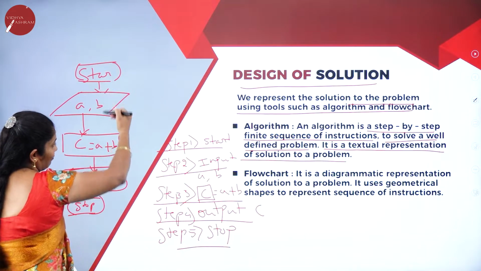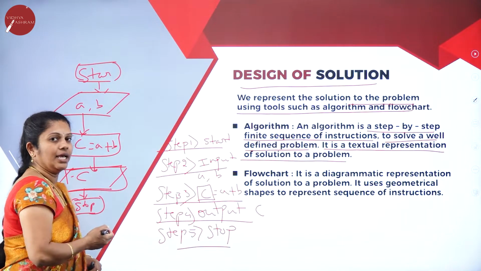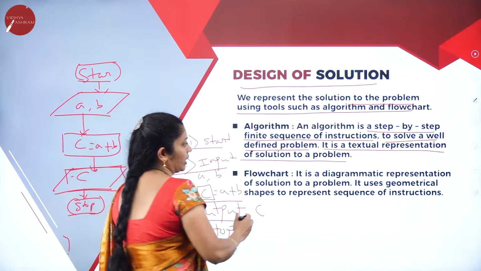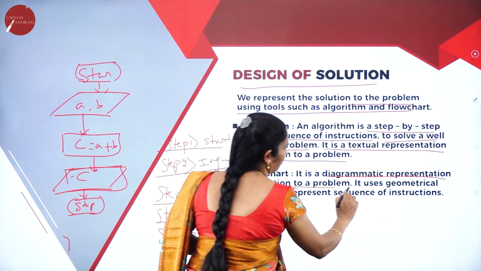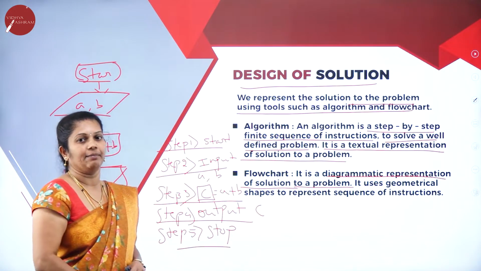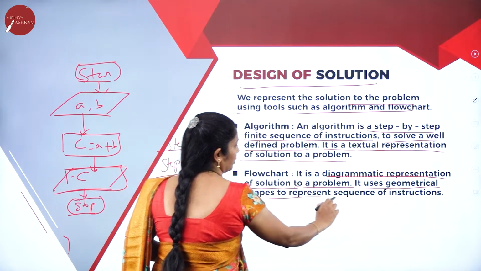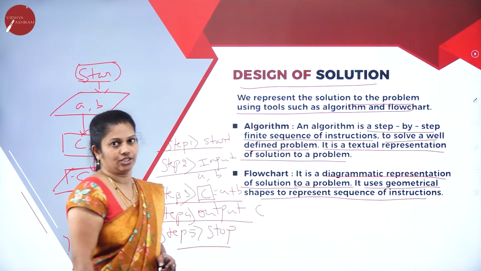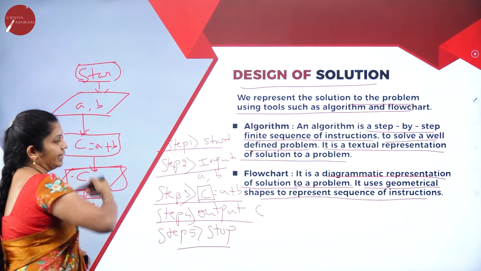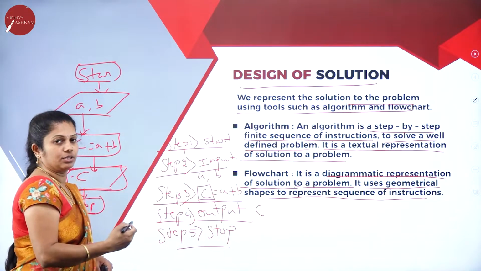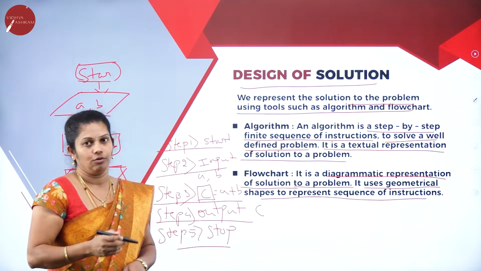It means that when we represent this algorithm in a graphical, pictorial format, it is called a flowchart. It is a diagrammatic representation of a solution to a problem. Whatever problem we have, we represent it in diagrammatic format. It uses geometrical shapes to represent a sequence of instructions. Some particular shapes we use here, for example oval, rectangle, parallelogram, rhombus. Like that, we use several shapes to represent the flowchart.